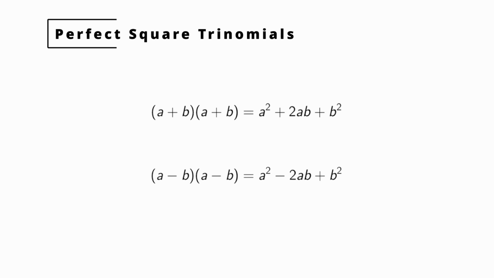In this video, we're going to look at factoring perfect square trinomials. Now, what we're looking at is when we multiply out a plus b times a plus b. In other words, when we square a plus b, using whatever method you want, you end up with a squared plus 2ab plus b squared, right?